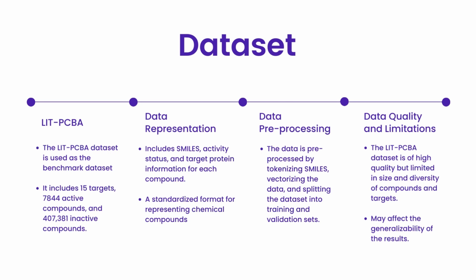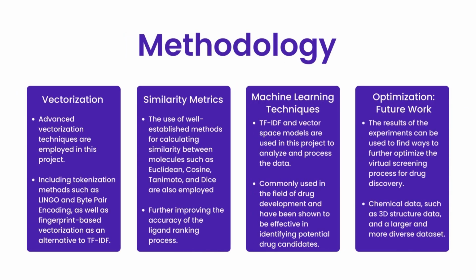We will now move on to the methodology part. Our methodology for this project includes using advanced vectorization techniques such as tokenization methods like LINGO and Byte encoding, fingerprint-based vectorization, and well-established similarity measures like Euclidean, Cosine, Tanimoto, and Dice to improve the accuracy of ligand ranking process. We also employed machine learning techniques such as TF-IDF and vector space models to analyze and process the data. We recognize that further optimization is possible, such as incorporating 3D structure data and using larger and more diverse datasets in future work. So now Burak will continue with the results of our project.